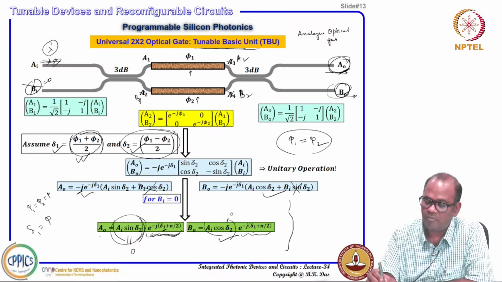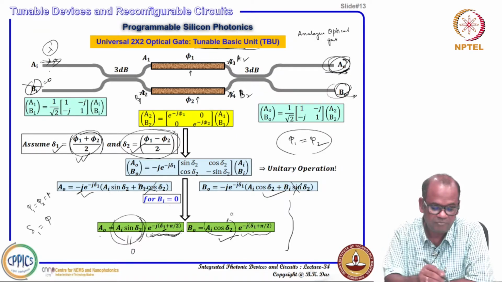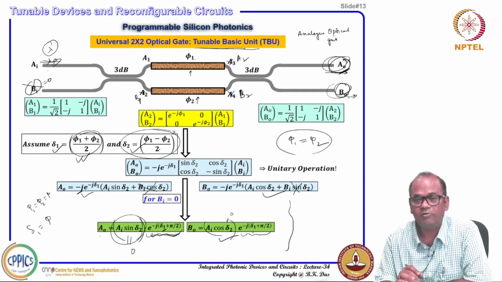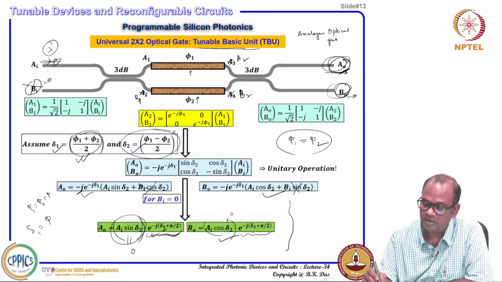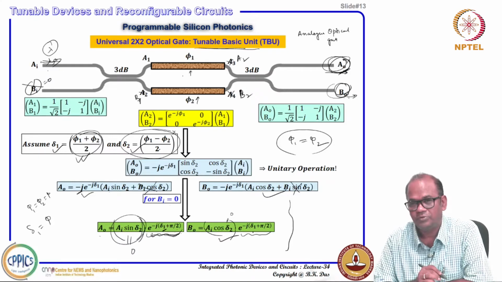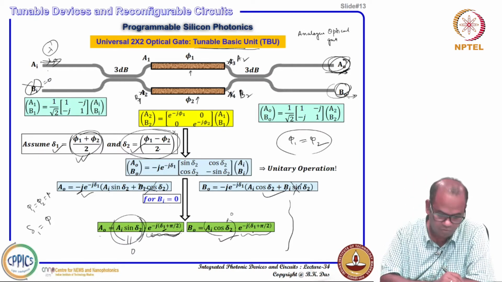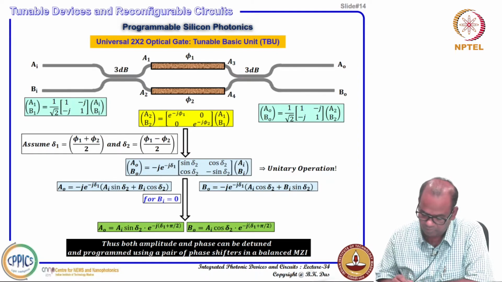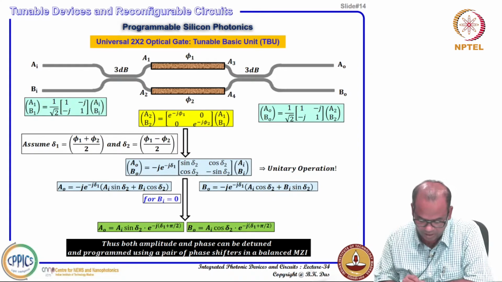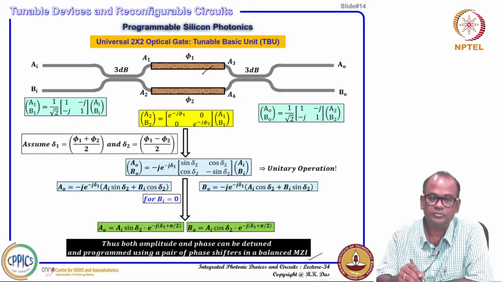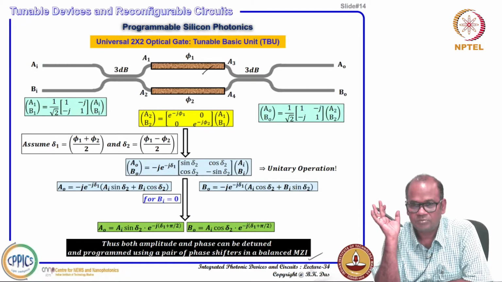So, you can completely disable power here, if you launch here you can bring it here just by controlling phi 1 and phi 2. A fraction of power goes here and the rest of the power goes here, which is also controlled by phi 1 and phi 2, and their phase can also be tuned. So, this is the conclusion: both amplitude and phase can be tuned and programmed using a pair of phase shifters in the balanced MZI. That is just a take home message.